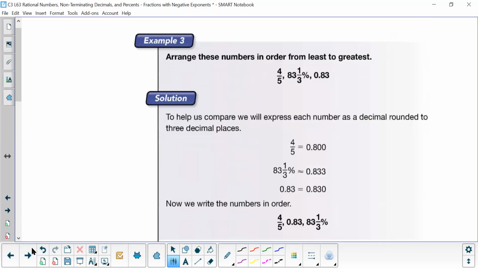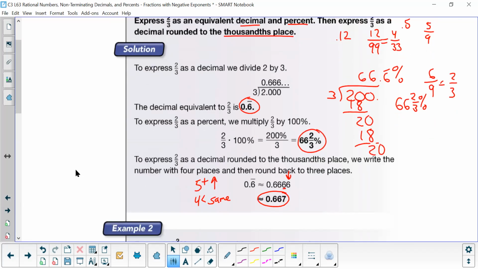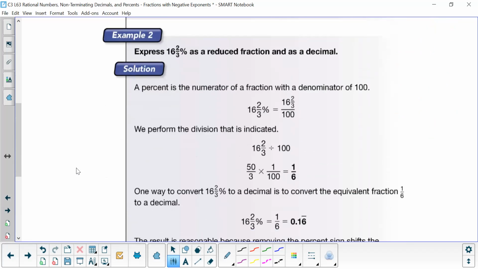Example 2. Oh, excuse me, I gotta scroll down instead of click over. Example 2, I'm going to be essentially doing the same thing here, converting 16 2/3% as a reduced fraction and decimal. So they didn't make the decimal rounded to the nearest thousandths place this time. So let's start with making it a fraction first.